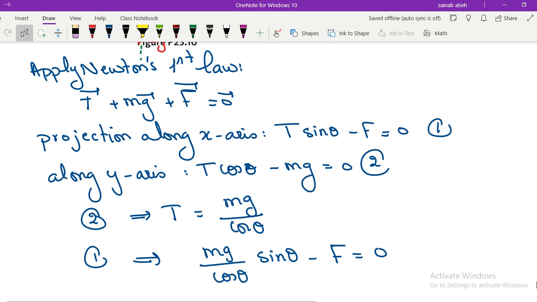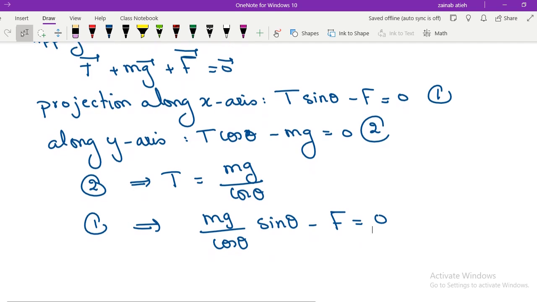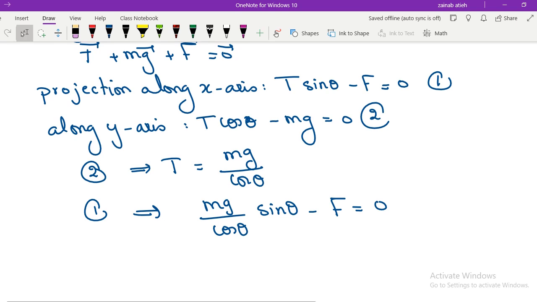So remember, we are searching for the length of the string. It doesn't appear yet, it will appear. So this implies F equals mg tangent theta. Now still L does not appear in the equations. Where does it come from? It appears inside F.